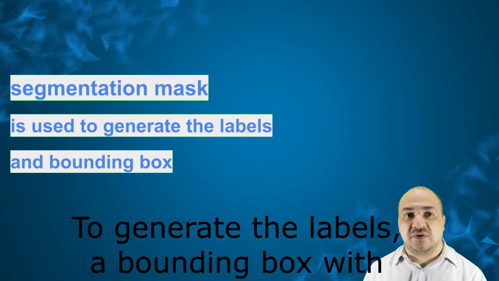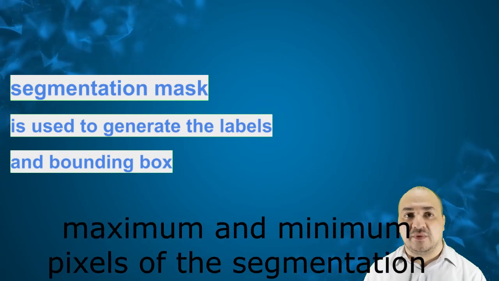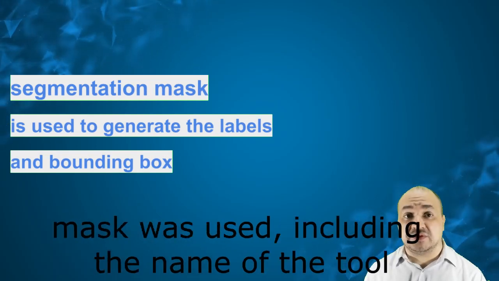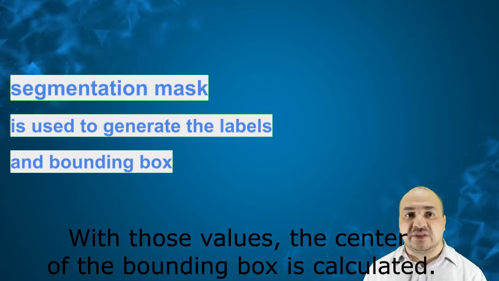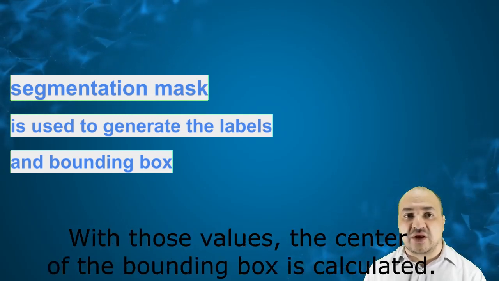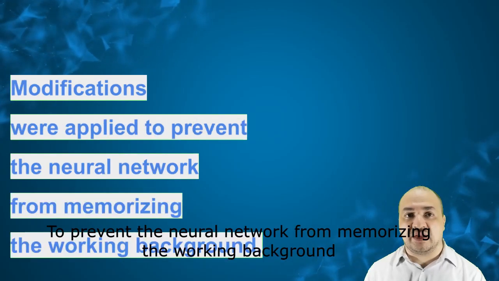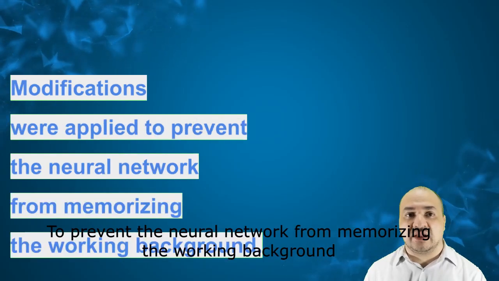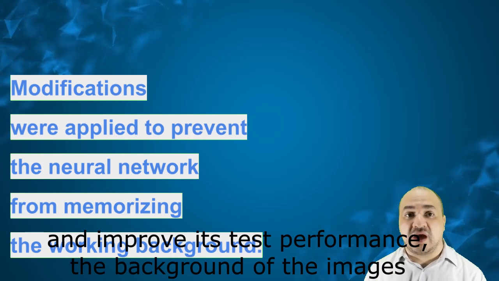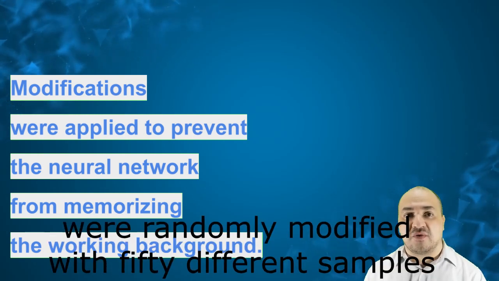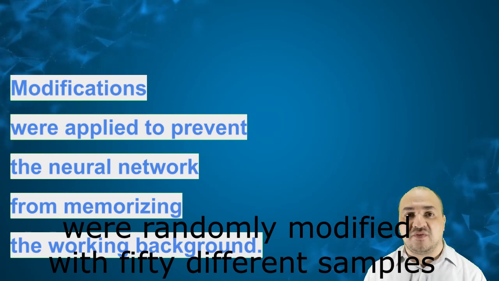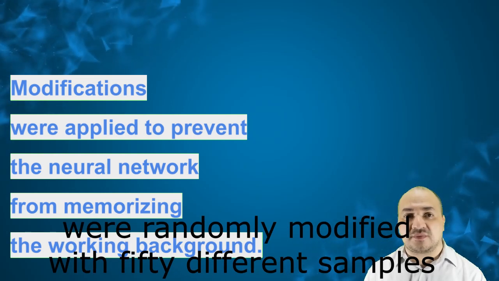To generate the labels, a bounding box with the maximum and minimum pixels of the segmentation mask was used, including the name of the tools. With those values, the center of the bounding box is calculated. To prevent the neural network from memorizing the working backgrounds and to improve its test performance, the backgrounds of the images were randomly modified with 15 different samples.